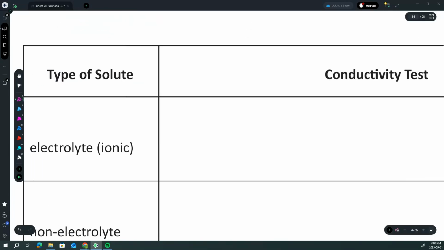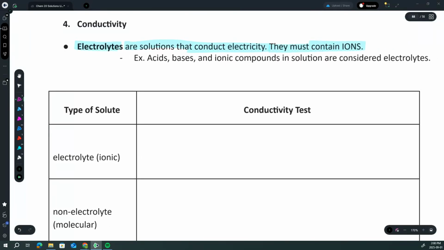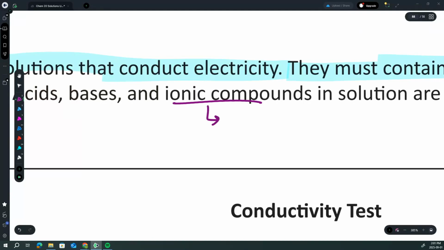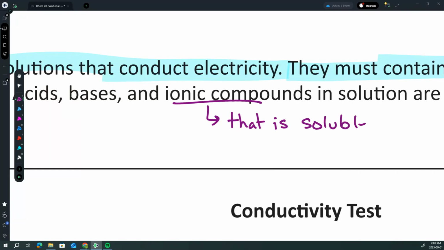All right, so if you have an electrolyte or electrolytic solution, which even though it says ionic here, it could be an acid, a base, or an ionic compound, which I'm going to add in here, that is soluble in water or in your solvent. Typically I just say water because water is the most common solvent.